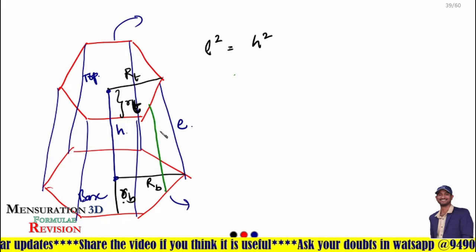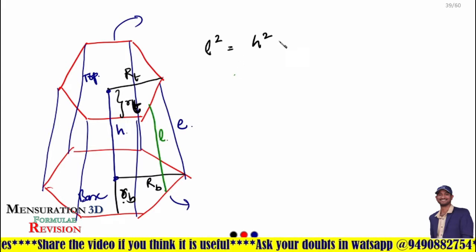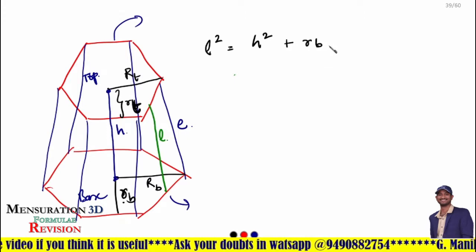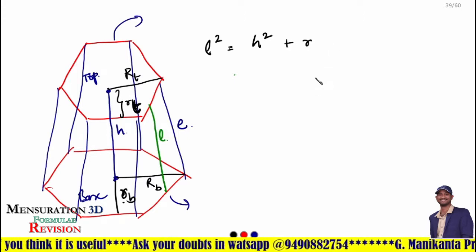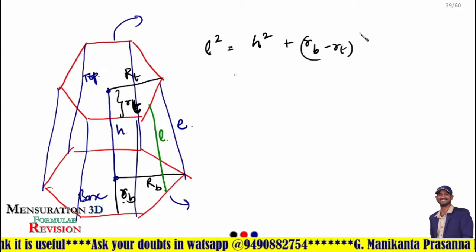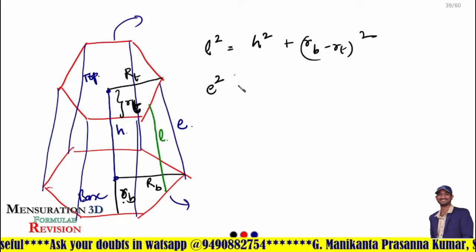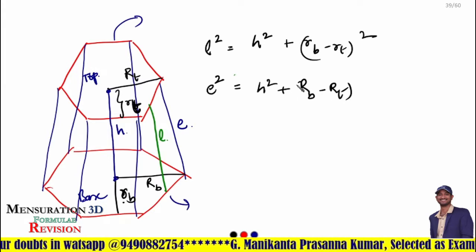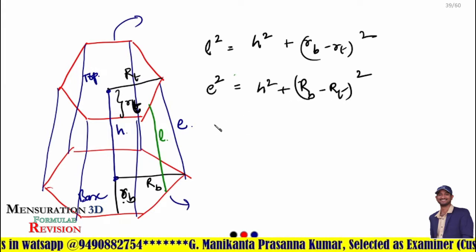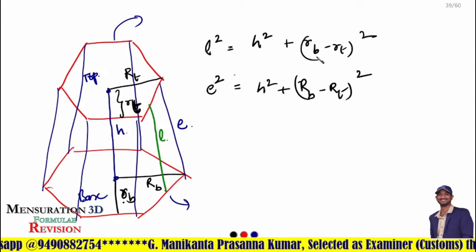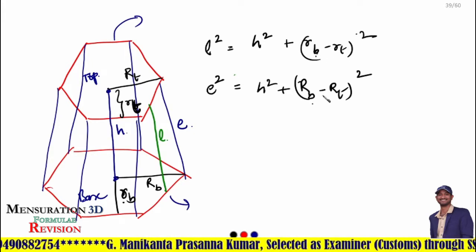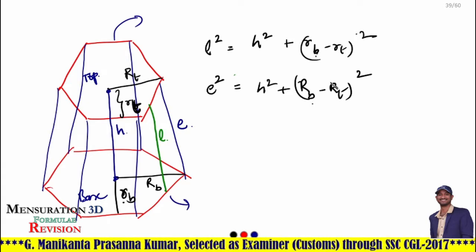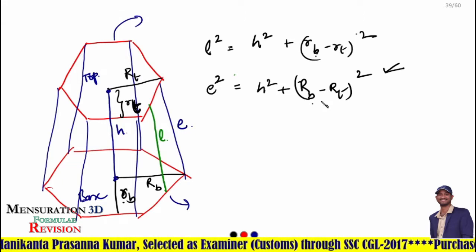Green line is called as slant height. L square equal to H square plus RB minus RT whole square, whereas slant edge square equal to H square plus capital RB minus capital RT whole square. In general, for a pyramid, it is R square, small r square. Here capital R square, but here there are two polygons, top polygon and base polygon. That's why the formulas are changed to like this.